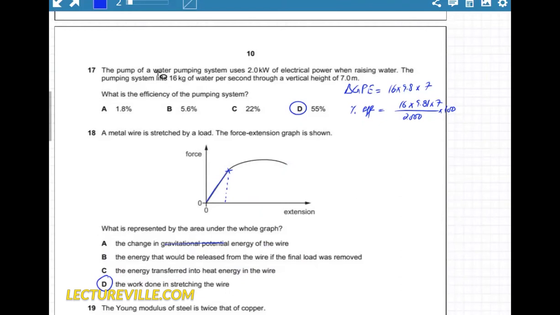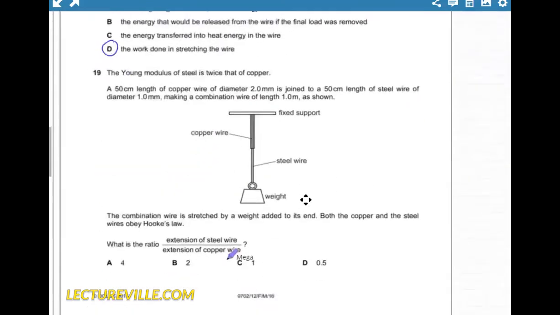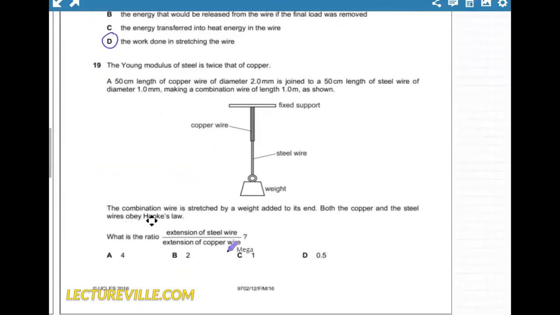A length of steel wire of diameter 1 millimeter and a length of copper wire are connected one after the other, making a combination wire 1 meter long. Okay, do we ignore the weight of the wires? The combination wire is stretched by the weight added. Both copper and steel wire obey Hooke's law. What is the ratio of extension in the steel wire and extension in the copper wire?